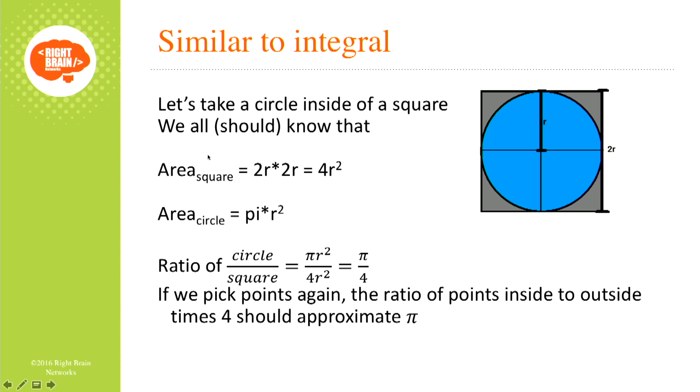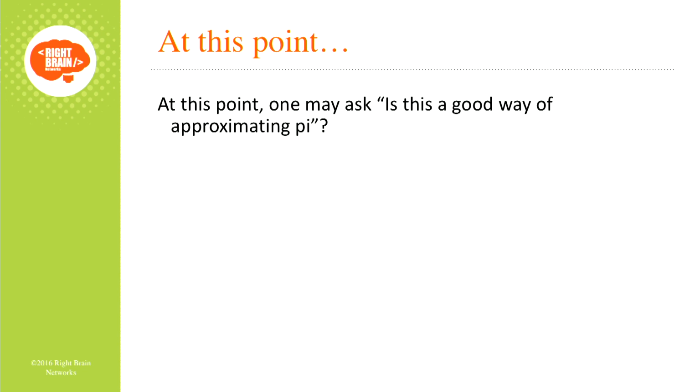So what we know is the area of the square is 4 times the radius squared, because the length of the square is 2 times the radius, times 2 times the radius gives 4 times the radius squared. The area of the circle is pi r squared, as we hopefully remember from geometry class. We take the ratio of points in the circle to points in the square, divide out, we get pi over 4. So if we take that ratio times 4, we should get pi. It's very, very similar to the integral, but now we can get an approximation of pi. Is this a good way of approximating pi, you might ask?